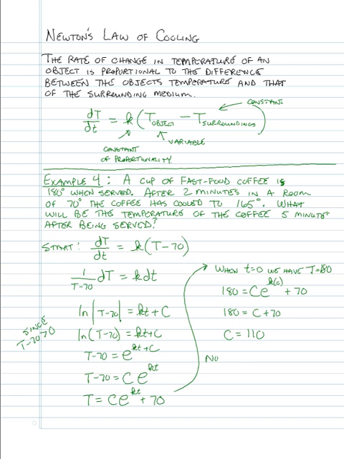So now we know that our model looks like this. Temperature T is equal to 110 times e to the kt plus 70. But we still don't know k. And for us to have a complete model, we've got to find k. Well, we have more information. We know that when t is 2 minutes, then capital T, the temperature, is 165 degrees. And I'm betting that information will help us calculate what k is. So we'll do that on the next page.